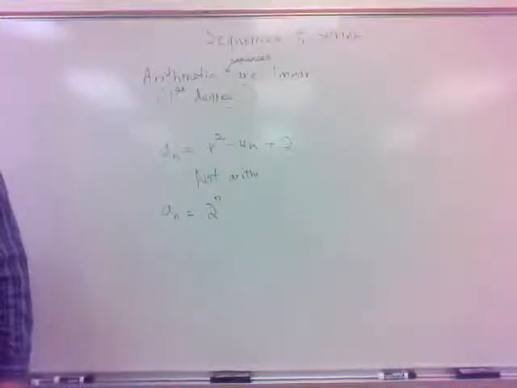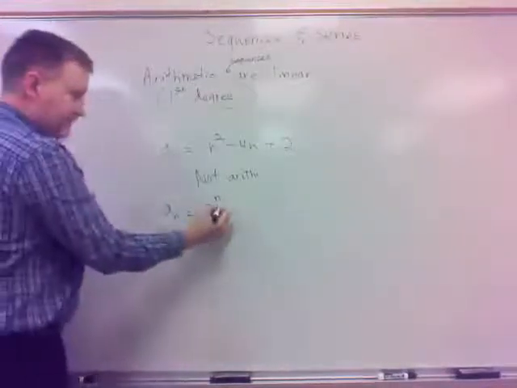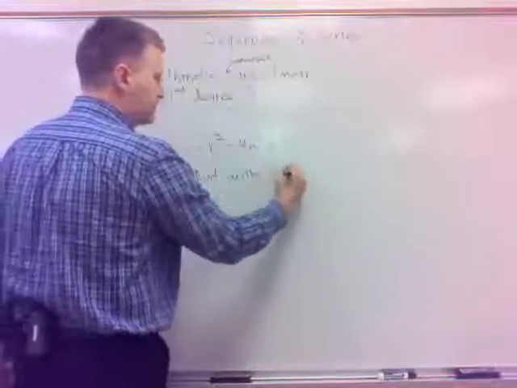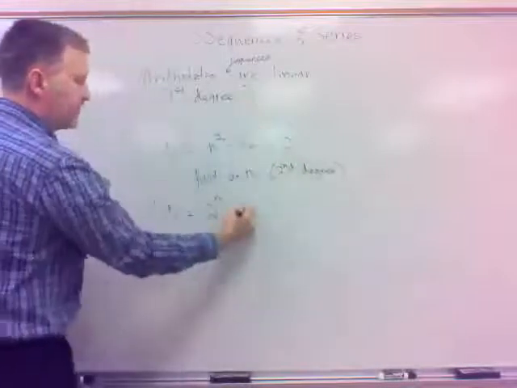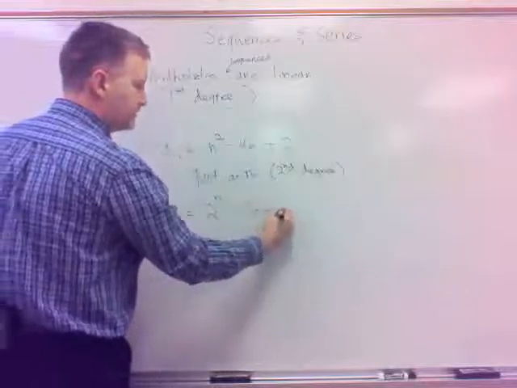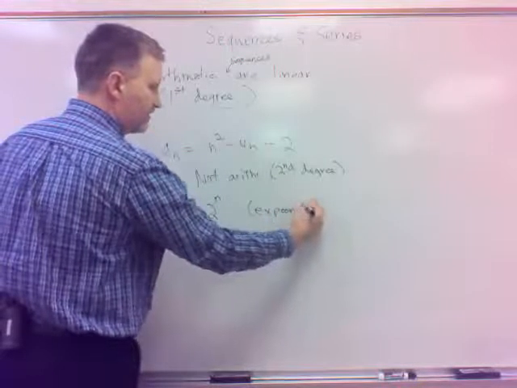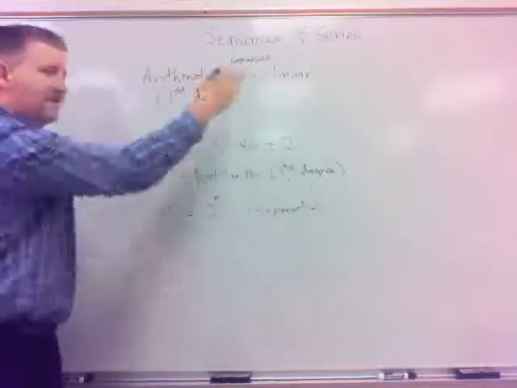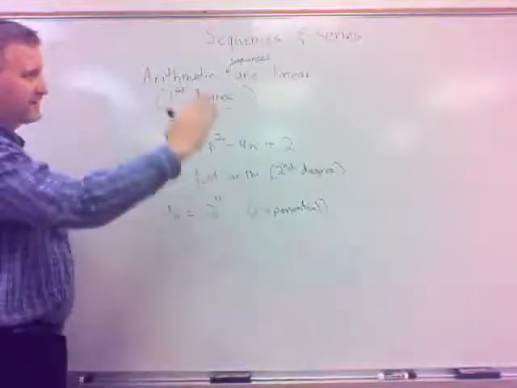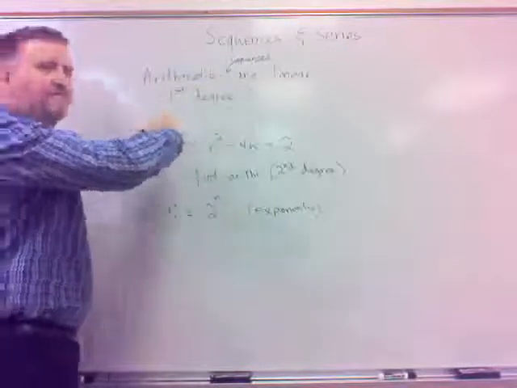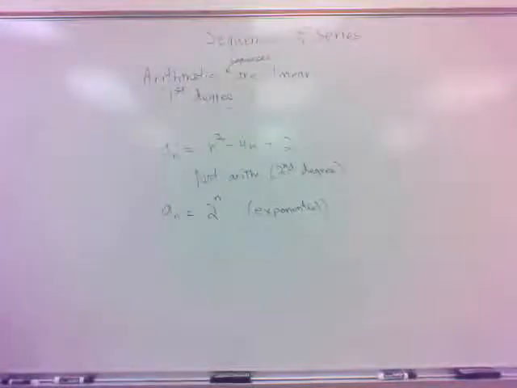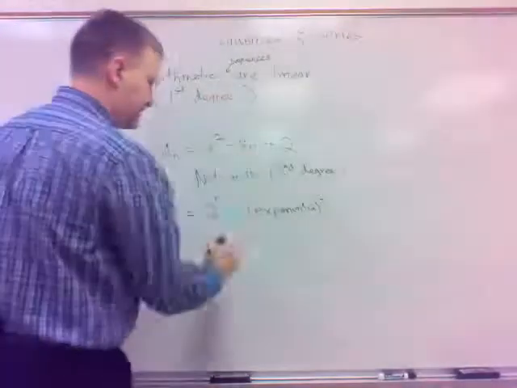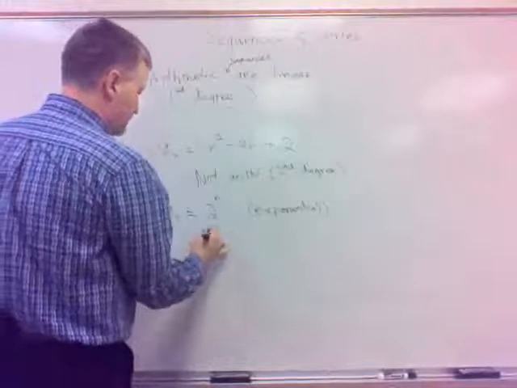No, that's exponential, right? This one's second degree, n squared. This one's exponential because you've got the variable in the power, and exponential is not linear by any means. There's another way you can think of it. Linear, if you graph these on a graph, would be a straight line. That's not going to be a straight line. It'll be one of those hockey stick shapes. So no, that one's not arithmetic.